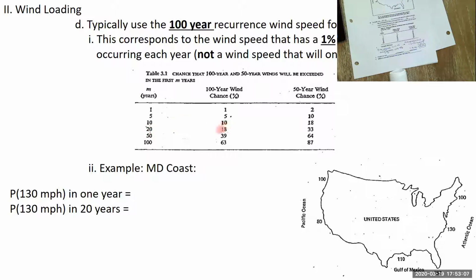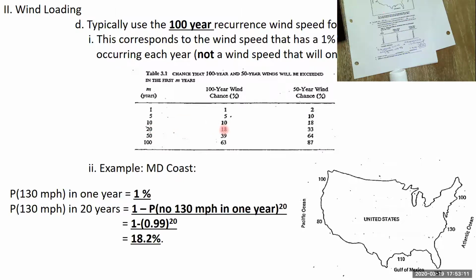And that matches up with our 20-year interval. We have the 100-year wind has an 18% chance of occurring. So again, just rehashing, we have a 1% wind speed of 130 miles per hour in 1 year. So in 20 years, I'm going to subtract the probability that I don't have that 100-year wind speed every single year for 20 years.